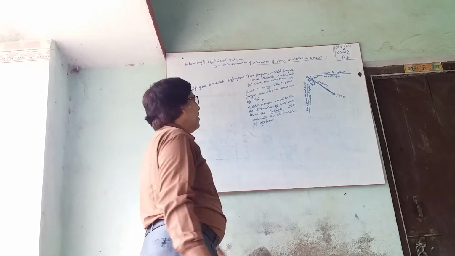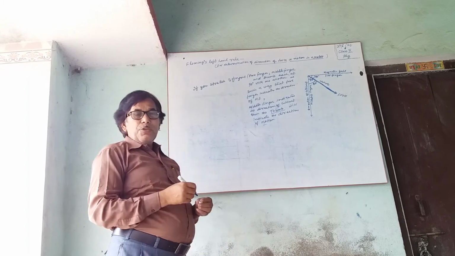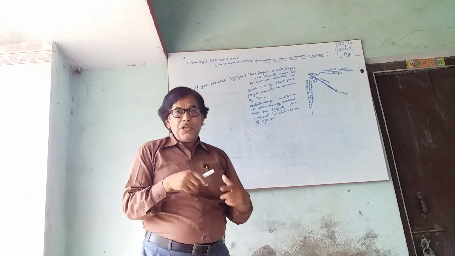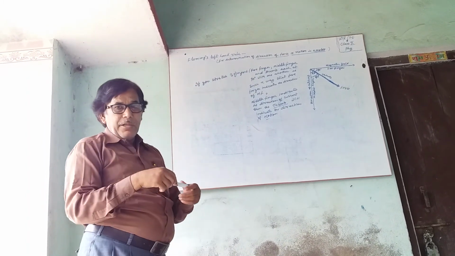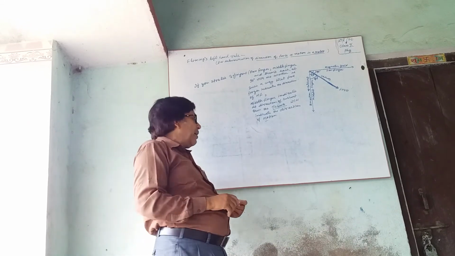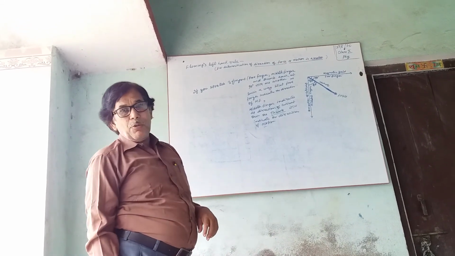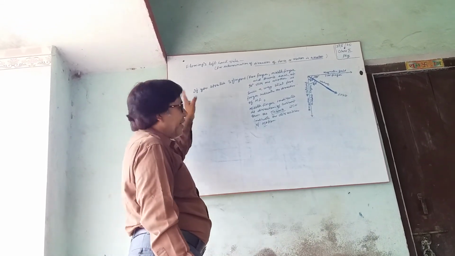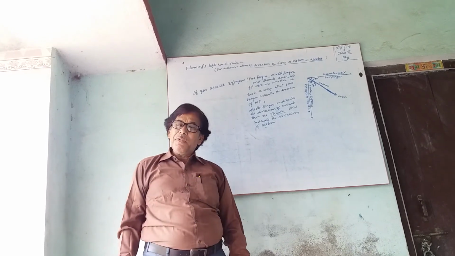This is Fleming left hand rule, which is used to determine the direction of rotation or motion in a motor. Now in next video we will study Fleming right hand rule and then Ampere swimming rule.